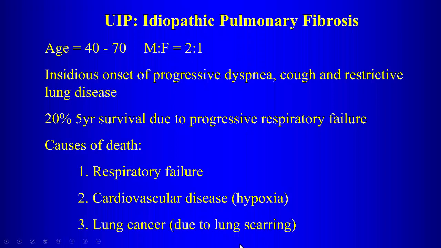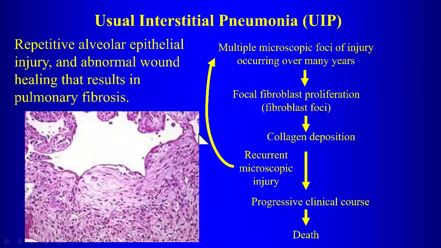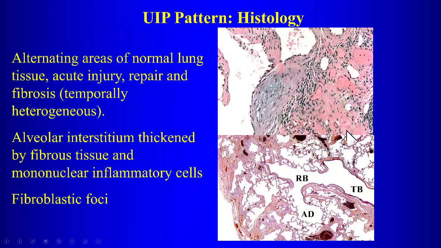So we have to have a high index of suspicion for lung cancer whenever you're reviewing CT cases of patients with idiopathic pulmonary fibrosis. So with UIP, it's a process of repetitive injury and repair. So we have injury, we have fibroblast proliferation, collagen deposition, and then there's recurrent injury, and it just progresses. So you'll have alternating areas on histology of injury and repair. The fibroblastic focus is a finding that they look for on pathology, which is typical of this disease, this focus of fibroblasts that are collecting.